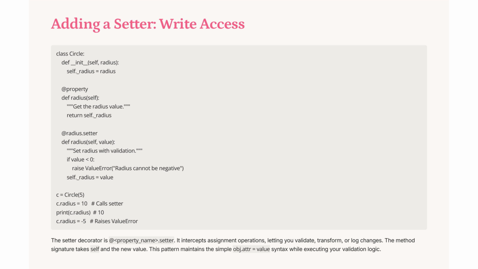It intercepts assignments, enabling validation or transformation. For instance, in the circle class, setting a negative radius raises a ValueError, ensuring data integrity. This pattern maintains the intuitive obj.value syntax while executing validation logic.